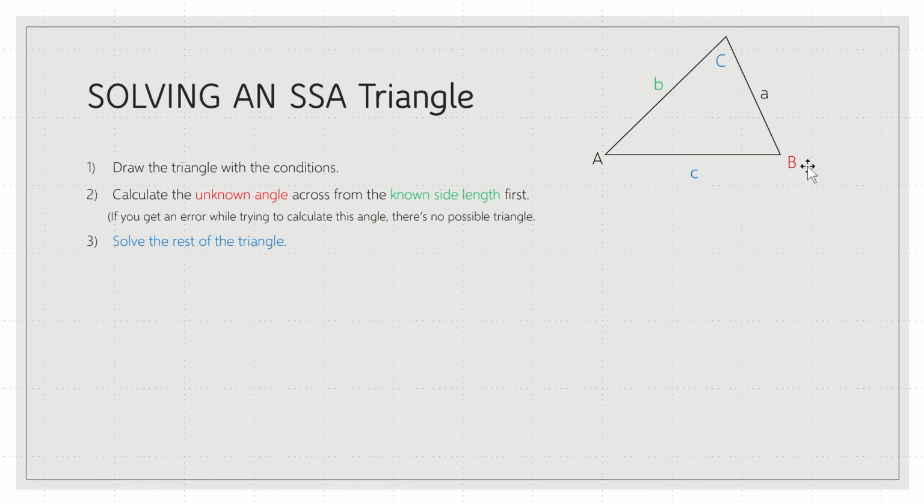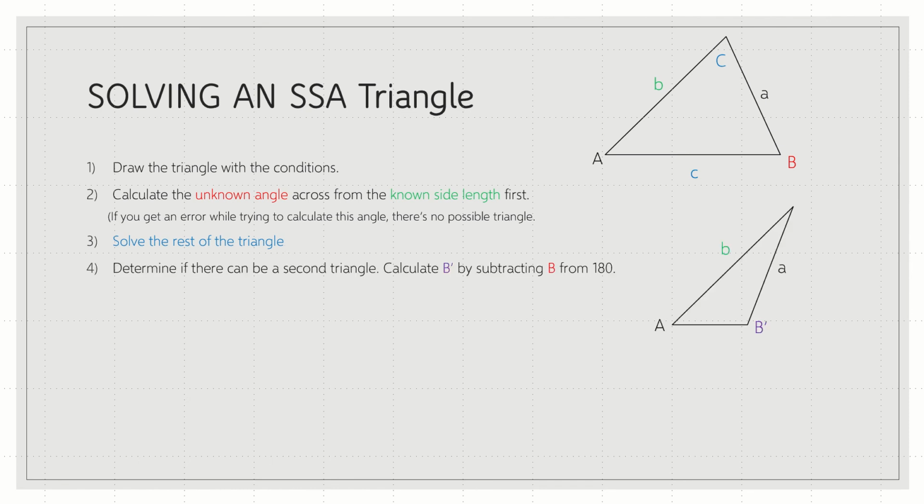But if you can figure out what B is, you want to solve the rest of the triangle. So figure out what angle C is and what little c is. Then for step 4, determine if there can be a second triangle, and you want to calculate B prime, or whatever the variable is, by subtracting B from 180. And then you solve the second triangle. If you get a negative angle at any point, that means that you can cross it out, and there's only one possible triangle, just like example 2. But otherwise, there are 2 possible triangles, just like for example 1. All right, so that's how to solve triangles with the side-side-angle conditions.